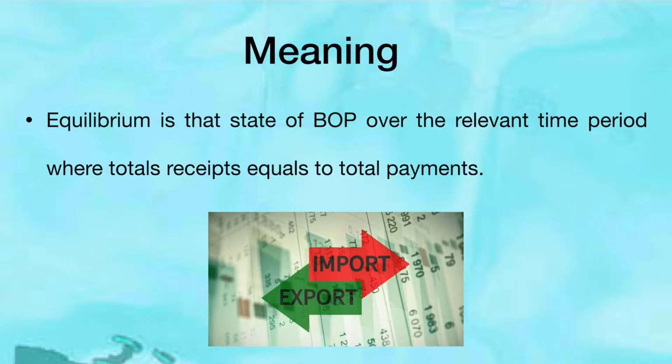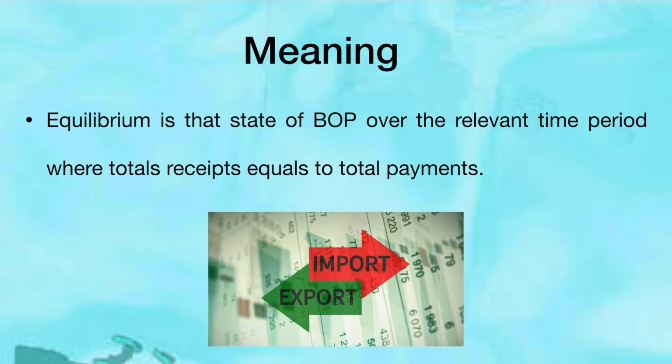Now what is equilibrium? It is the state of balance of payment over the relevant time period where total receipts equal total payments. We have understood in the last class that balance of payments deals with the total exports as well as imports for a given country at a given period of time. Now when do we call that balance of payment at a state of equilibrium? When I say equal, that means the total exports are equal to the total imports.